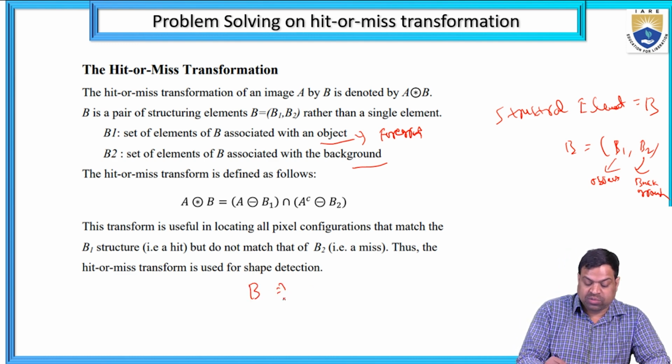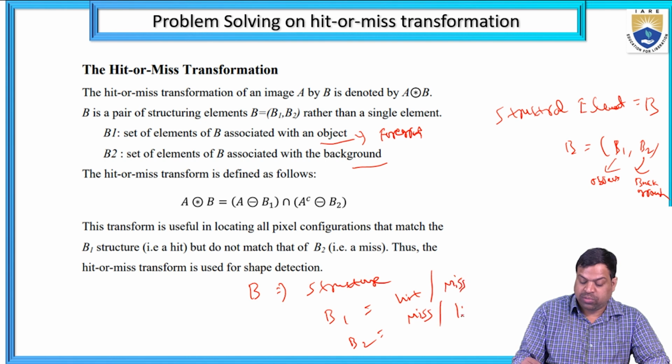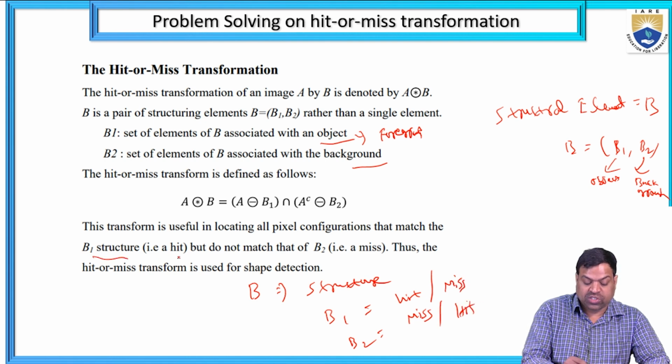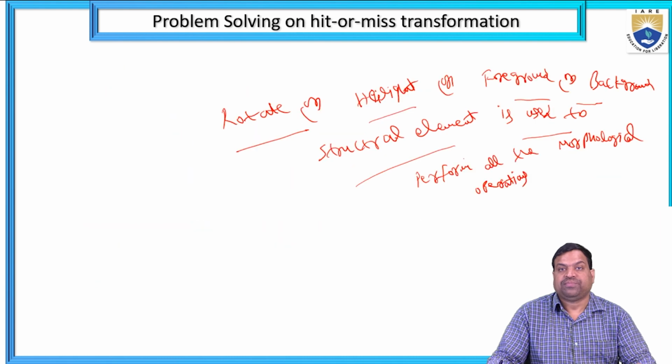So if I am taking the B structure, if B1 hits, B2 misses. If B1 misses, B2 is a hit. So the B1 structure does not match with B2. Thus the hit or miss transform is used for detection.